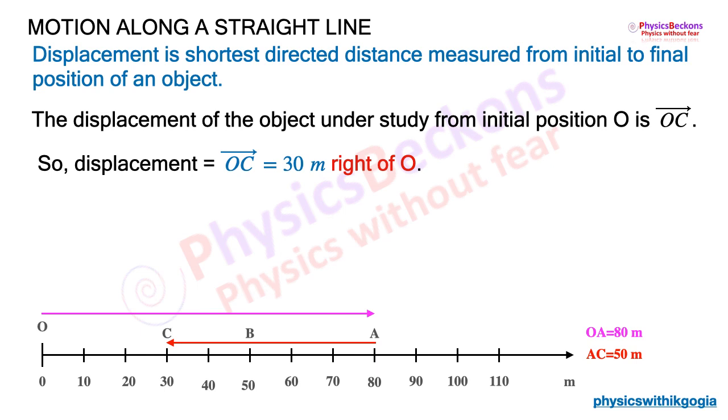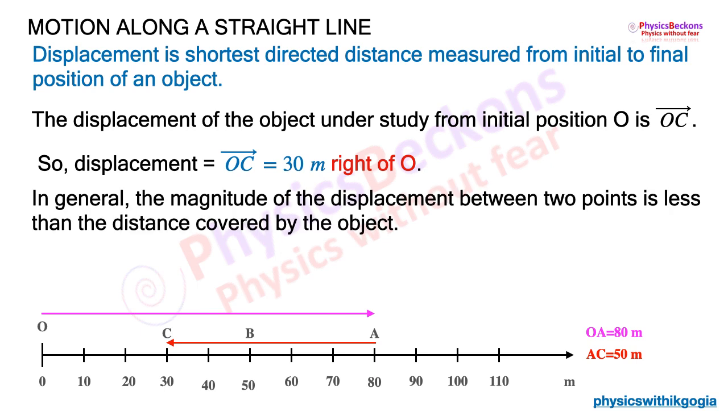This is termed as displacement. O to C, we will not call it CO, it is O to C, that is, it has the direction also. The final position is C, right of the initial point O, that is, the displacement is 30 meter from O and right of O. In general, the magnitude of displacement between two points is less than the distance covered by the object. The displacement here refers to distance plus the direction.